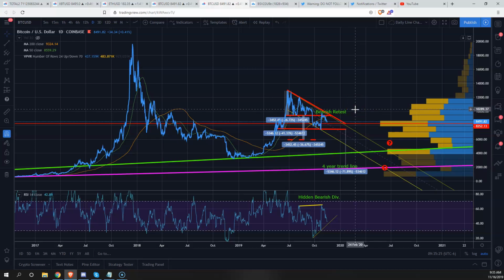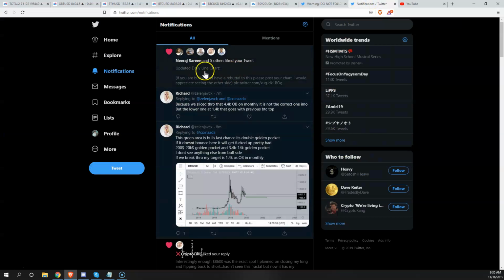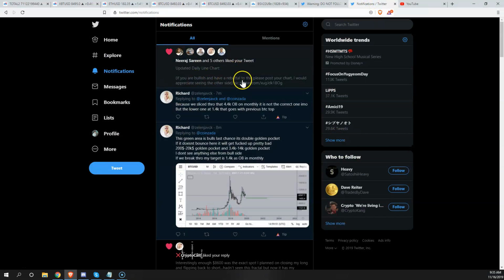Right? I've asked people over and over again to post a bullish chart. If they don't like my bear chart, I've asked people, please just post a bullish chart. I did it again today, right? I updated this chart and I said, if you're bullish and have a rebuttal of this, please post your chart. No one ever does, right?